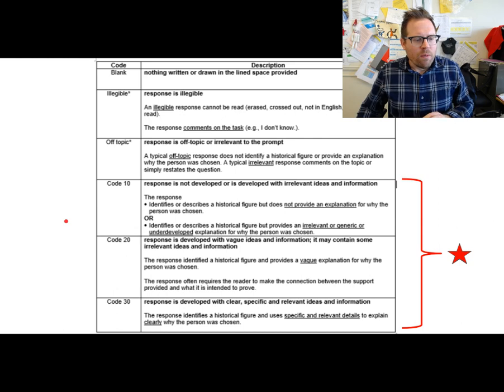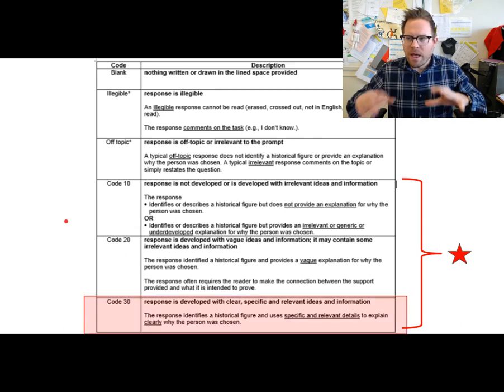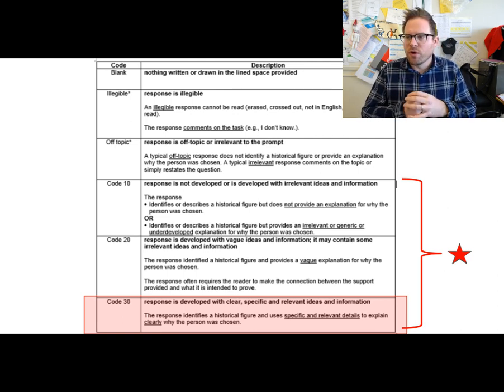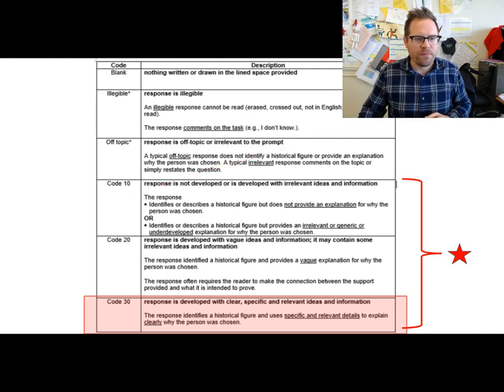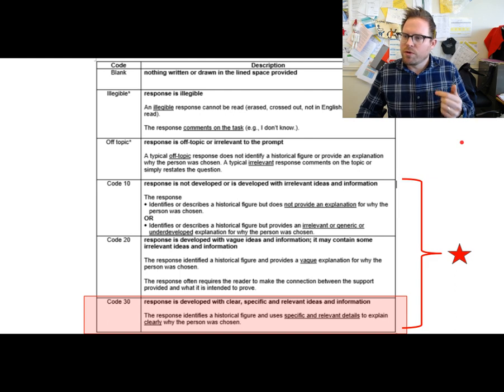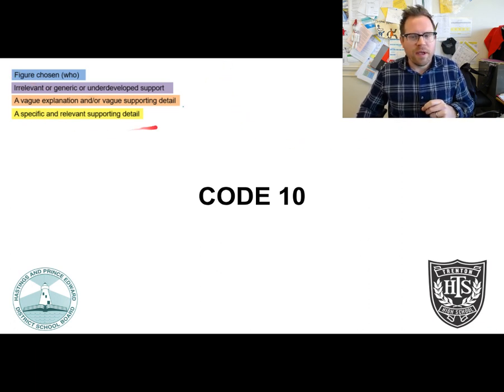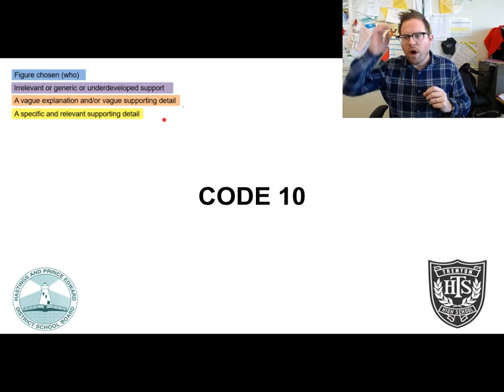Where you need to be as a writer and as a student answering these questions is code 30. That's the goal here, and we're going to walk through this right now. Code 10, code 20, and code 30 are what I want you to be aware of. Specifically, the goal is to achieve a code 30 and stay there if you're already there. I'll talk about all of this stuff up here in a minute.